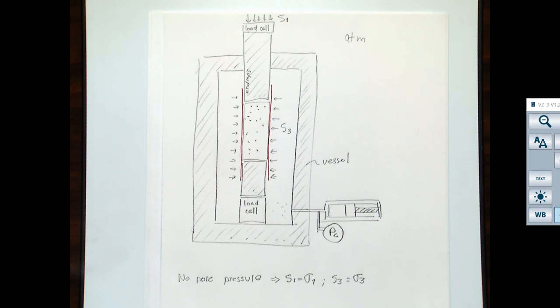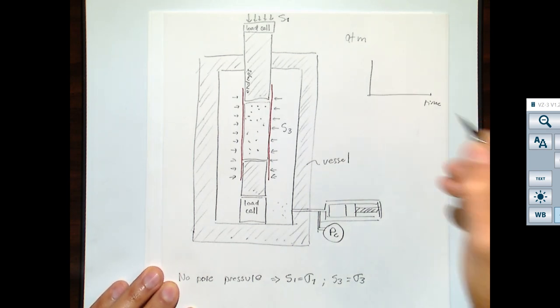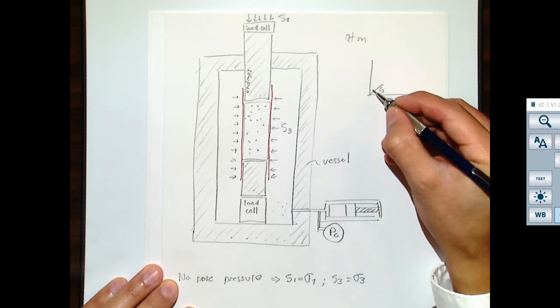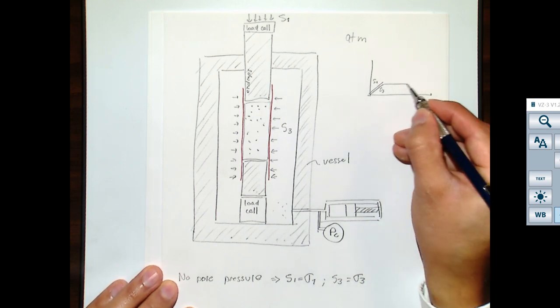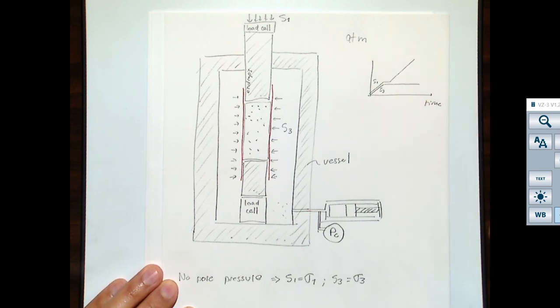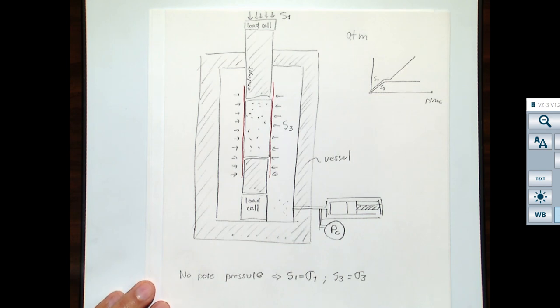Usually what we do in the lab is, as a function of time, we increase S3, and S1 will increase at the same time. Then we keep S3 constant, and then we continue increasing S1 till we observe a failure. Okay, so this is when there is no pore pressure, and usually we do this with dry rocks.